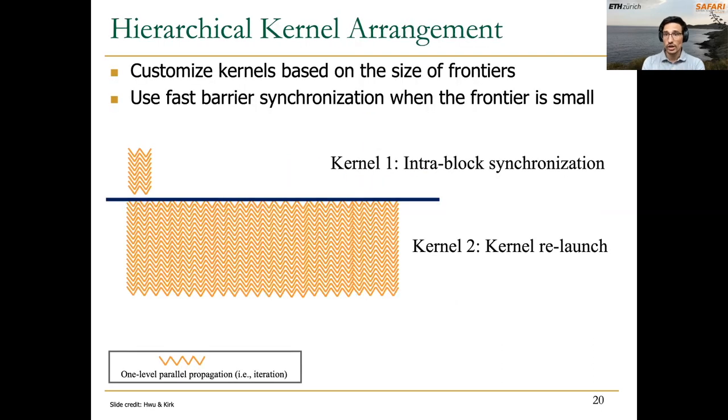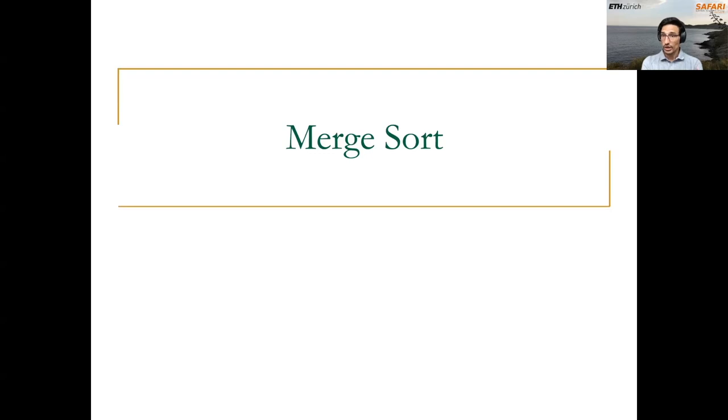And we also talk about a hierarchical kernel arrangement as a way to minimize as much as possible the synchronization needs. If the size of the frontiers, the size of the queues, is not too large, we can use a simple approach where a single thread block uses inter-block synchronization, thus saving kernel termination and the overhead of relaunching a new kernel. If not, we'll have to go for kernel 2, where we have to relaunch the kernel. But remember that we also discussed a more efficient version that saves this kernel termination and relaunch by using persistent thread blocks. So this has been all so far regarding the parallel patterns.